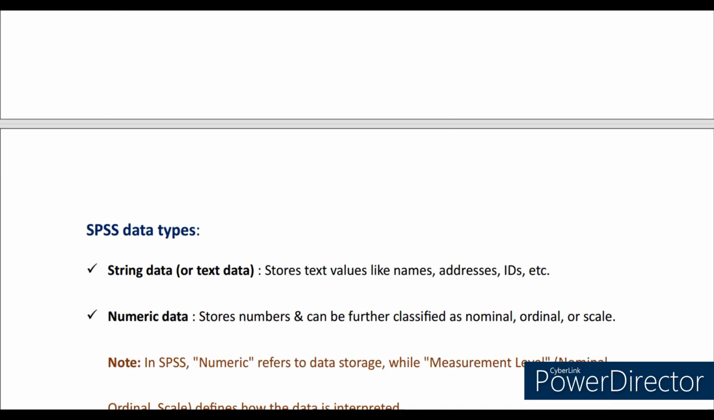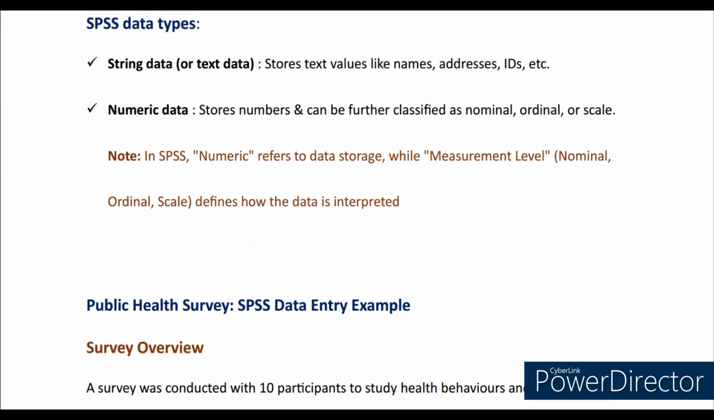And now coming to SPSS data types, SPSS mainly categorizes data into two main types. The first is string data or textual data, which stores text values like name of the participant, address, IDs, etc. The second is numeric data, which stores numbers and can be further classified as nominal, ordinal or scale. And always remember, in SPSS, numeric refers to data storage, that is how the data is stored in SPSS, while measurement level, that is nominal, ordinal or scale, defines how the data is interpreted.